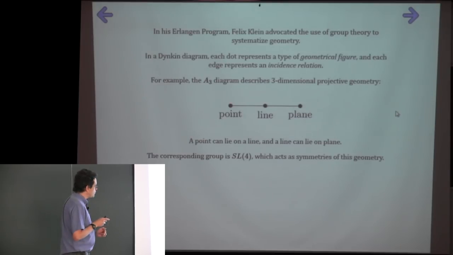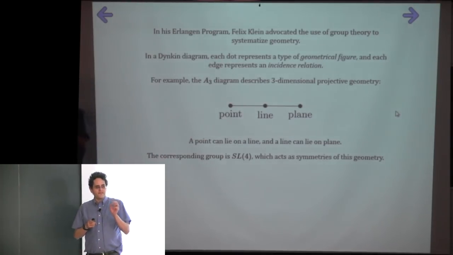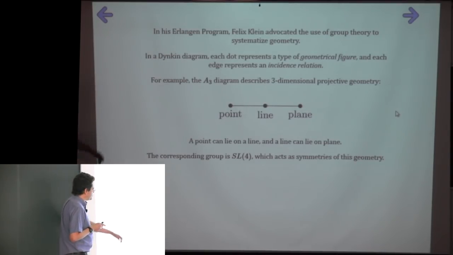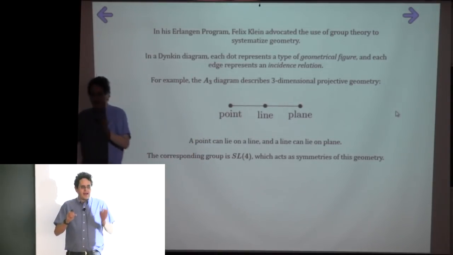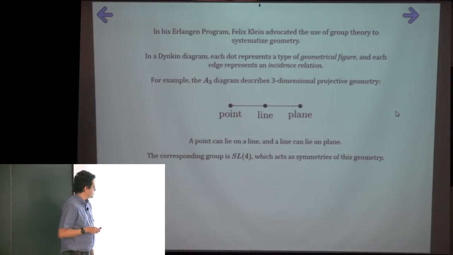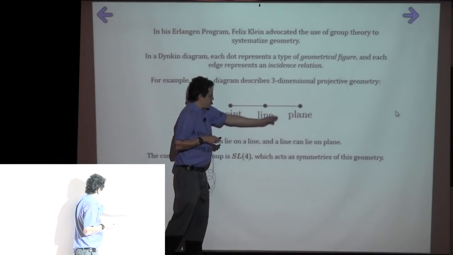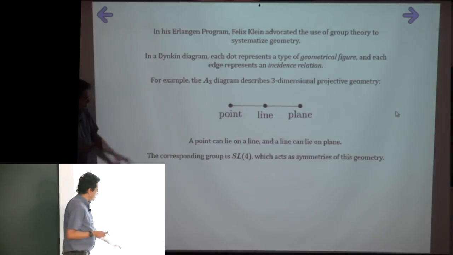good attitude where you think of the dots in your Dynkin diagram as different types of geometrical figure in your geometry. And you think of your edges in your Dynkin diagram as invariant relations between geometrical figures. So a point can lie on a line can lie on a plane, and those relations are invariant under the action of the symmetries.